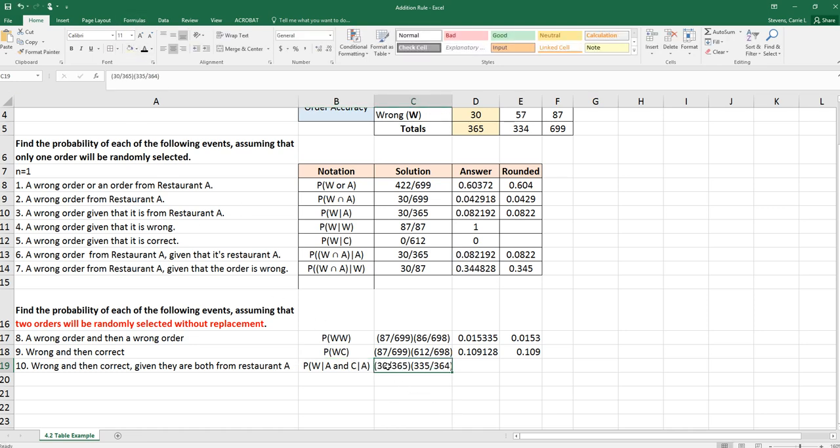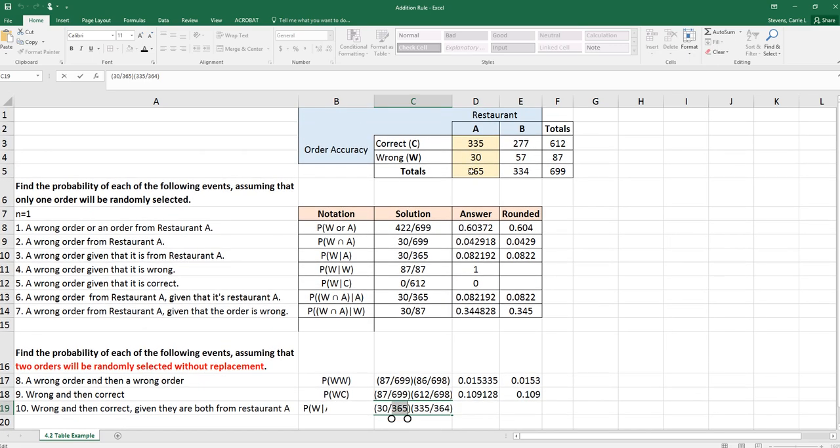So the solution looks like this. On the first selection, there are 365 that you can consider total for restaurant A, and only 30 of those were wrong. On the second try, you're reducing the grand total to 364. The number of correct orders in restaurant A is 335. It has not been reduced because previously we took out one of the 30 wrong answers. Right, so when you multiply those together, you get this, which rounds to this.